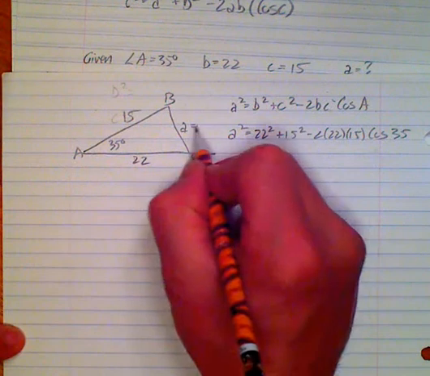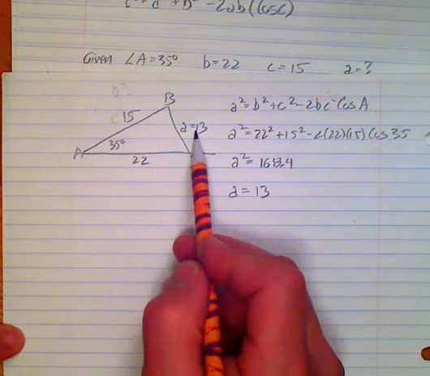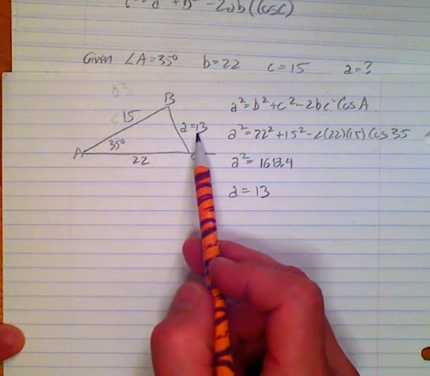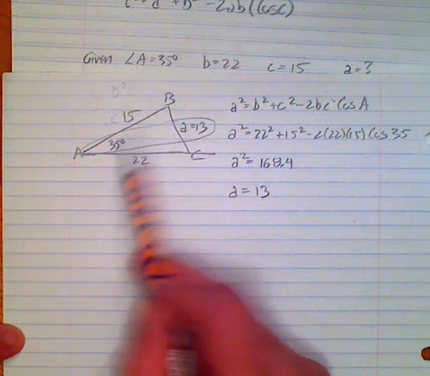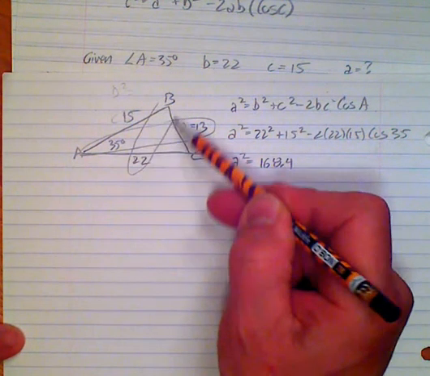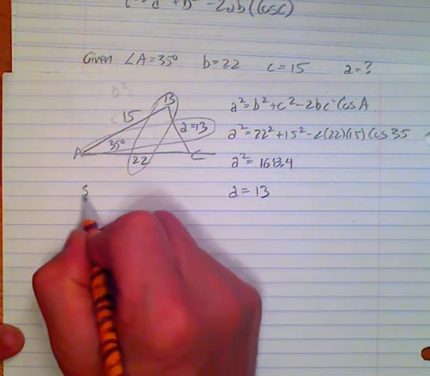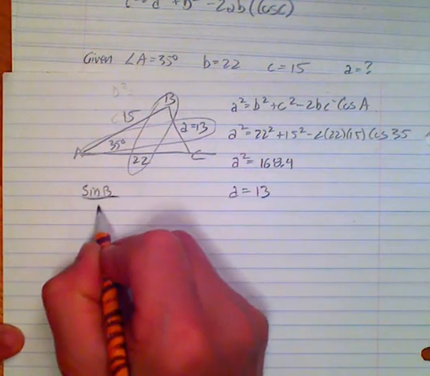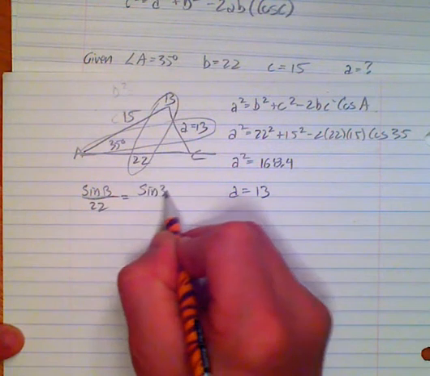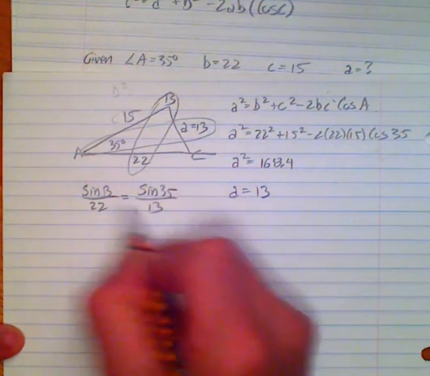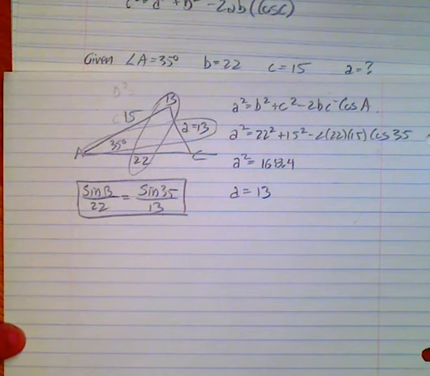We'll call that 13. And now once you have this side here, you can do something else. Notice you have a pair now. You have a side angle pair. Well, if you wanted to find B, boom, you got another pair. You'd set it up starting with sine B over side B, and then sine A, which is 35, over side A, which is 13. And then we'd use the sine law to find the rest of that. Okay?